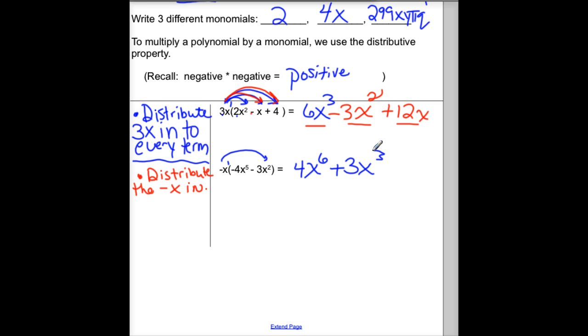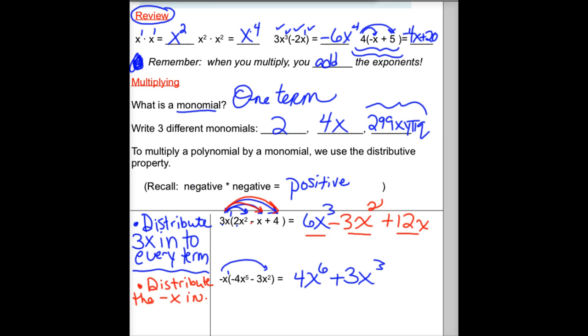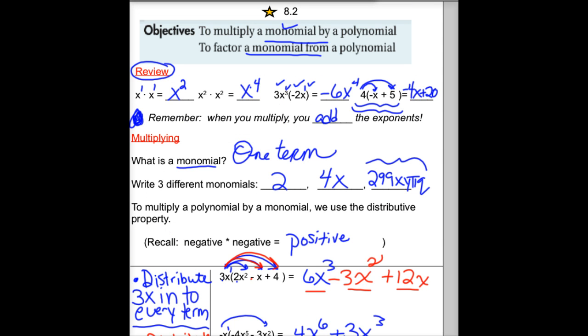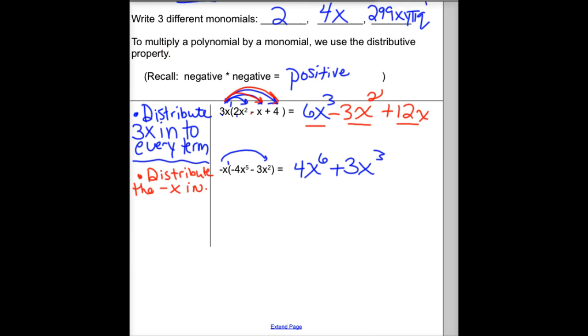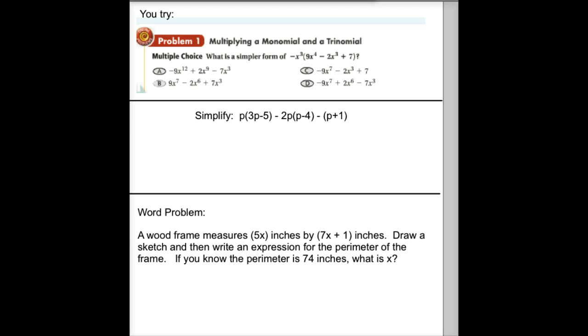Alright, so that's how we multiply. Go back up to our objectives at the top. That is how we multiply a monomial by a polynomial. So go ahead and try this multiple choice one as if it were like on a final exam or something. And again, I'd pause the video and see if you did it right and then hit play again.